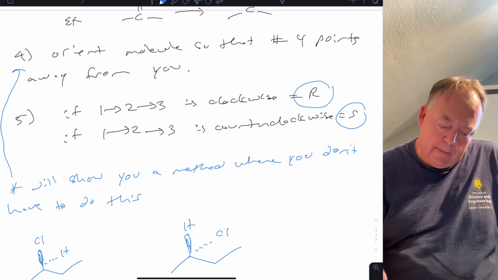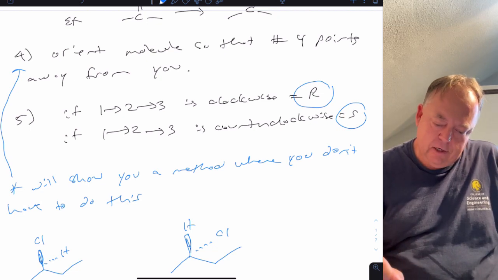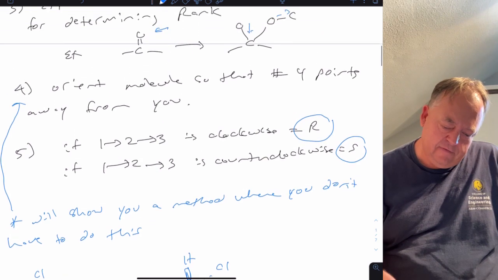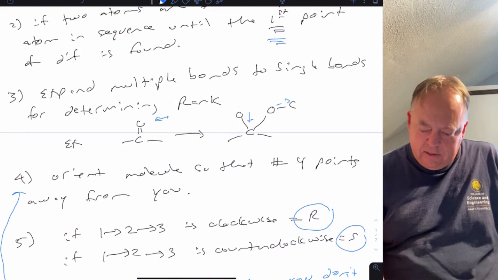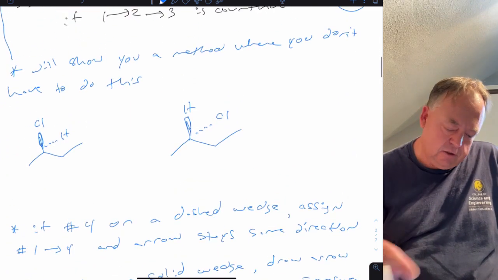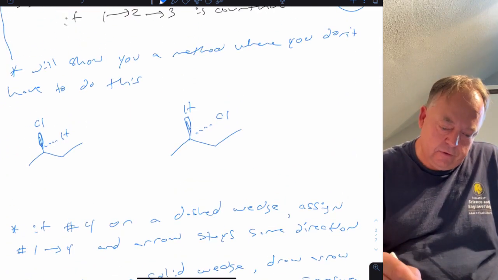I'll show you a method where you don't actually have to orient number 4 so that it points away from you. That's the formal way to do it, using these rules, but there's an easier way to figure out R and S. It'll make total sense as we do a few examples.